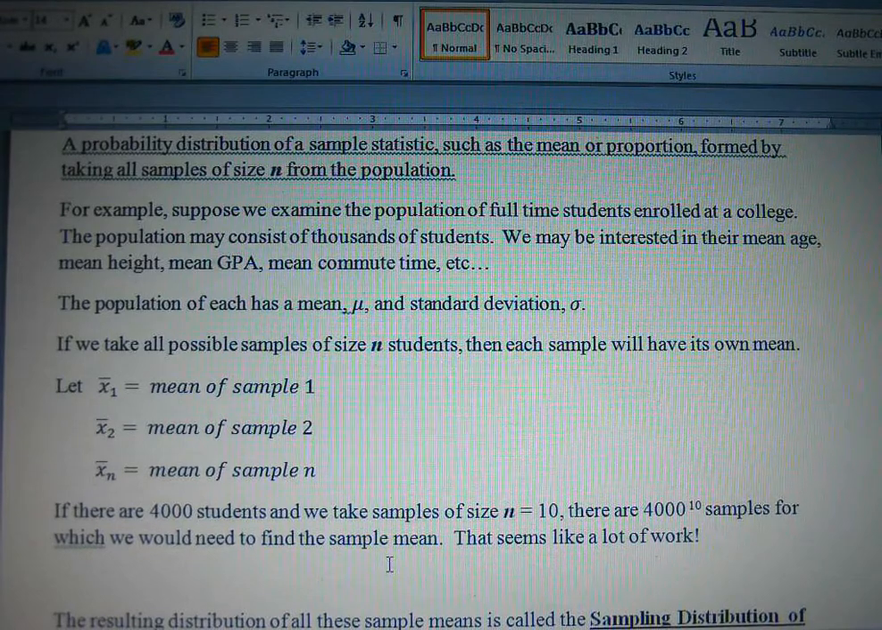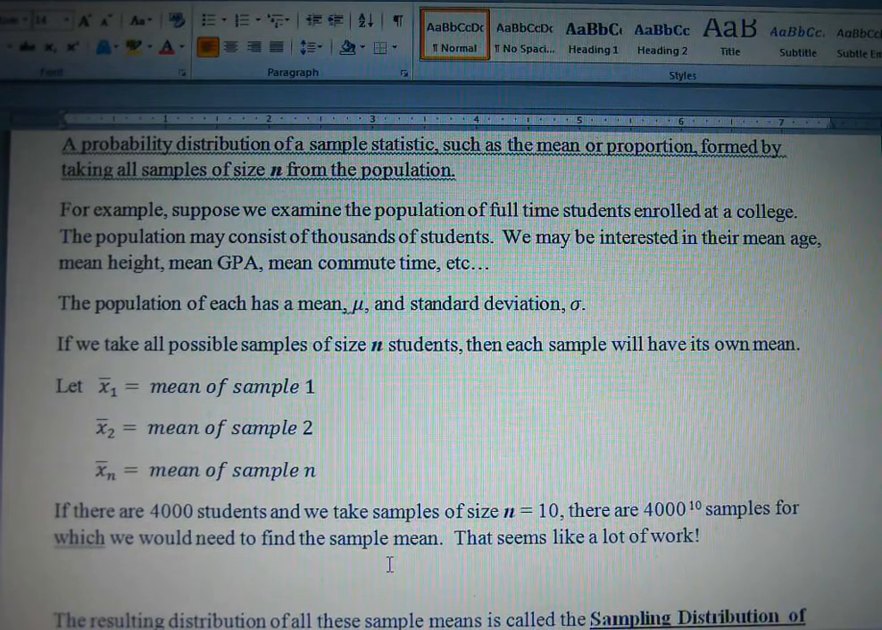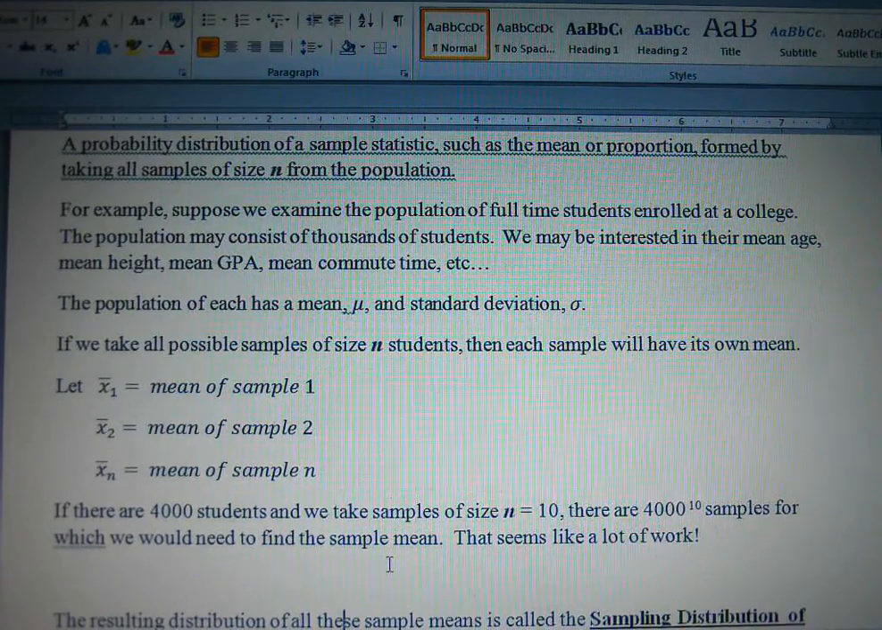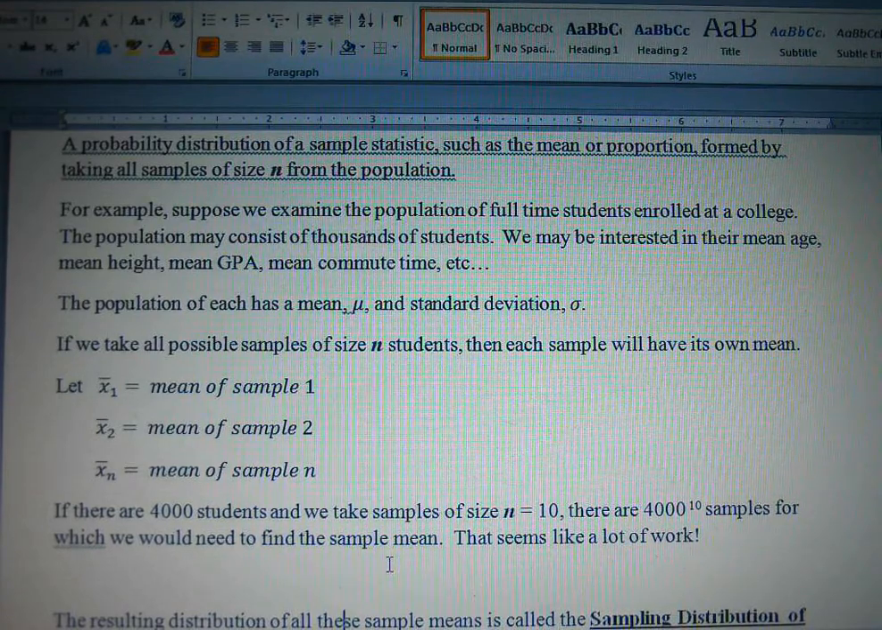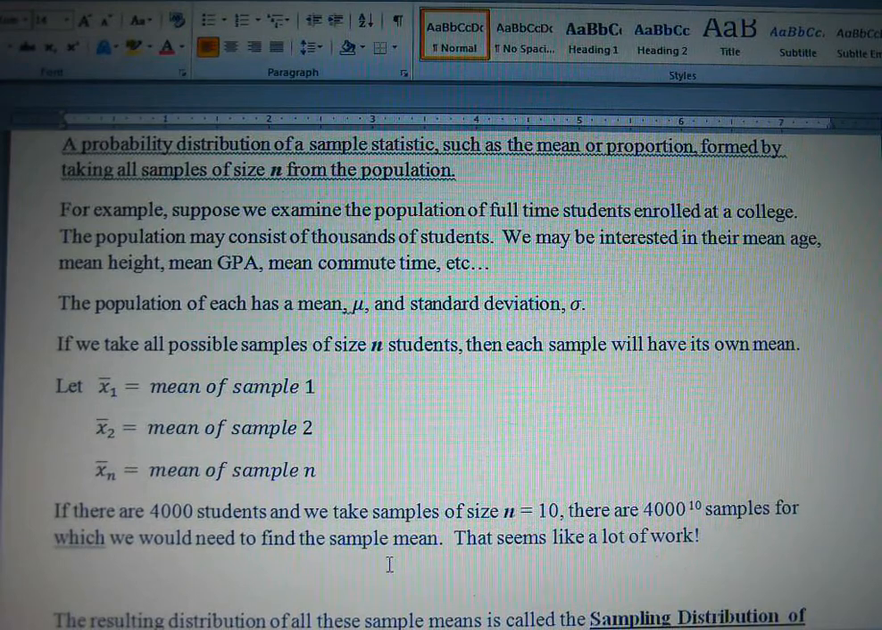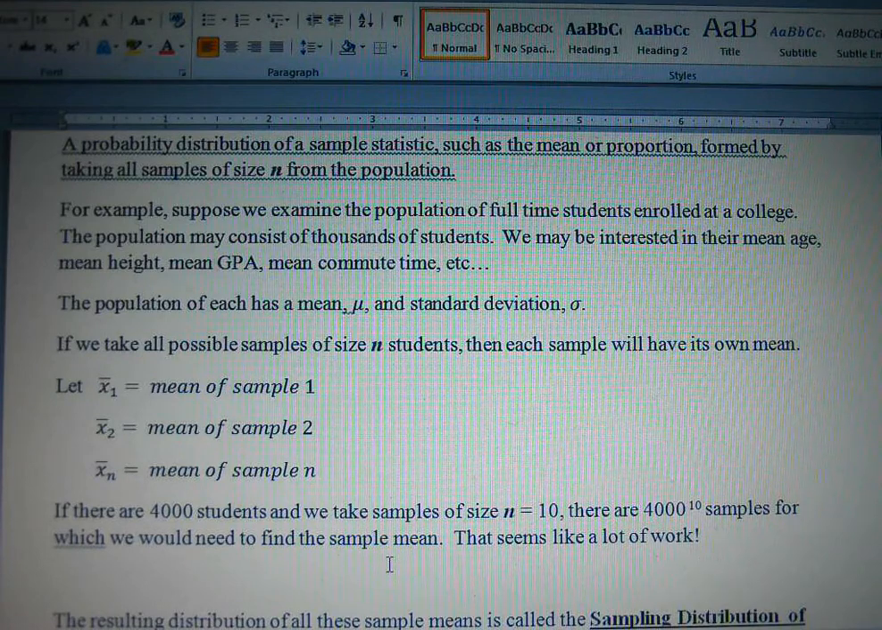If there are 4,000 students and we take samples of size n equals 10, then there are 4,000 to the 10th samples for which you would need to find the sample mean. And that's a lot of work. Now where that 4,000 to the 10th comes from is just the multiplication rule, that if you have 10 students that you're selecting, and there are 4,000 possibilities for each spot, you would have 4,000 times 4,000 times 4,000, 10 times to get the total number of possibilities.